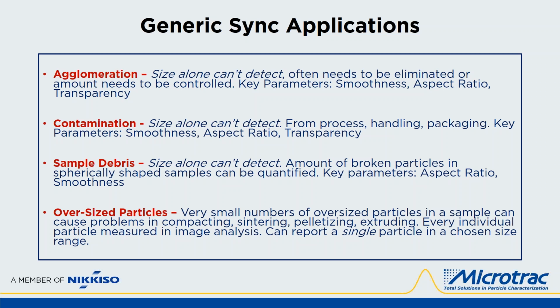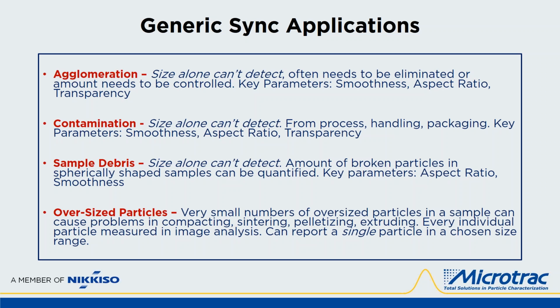Contamination from the process, sample handling, and packaging can be a serious problem for product quality. It may be in the form of oil droplets, shards of metal, glass, or plastic, but it can be detected and quantified by shape parameters. Too much sample debris in the form of broken glass beads, metal powders, or broken capsules causes quality problems. The debris can be isolated and quantified with shape parameters.